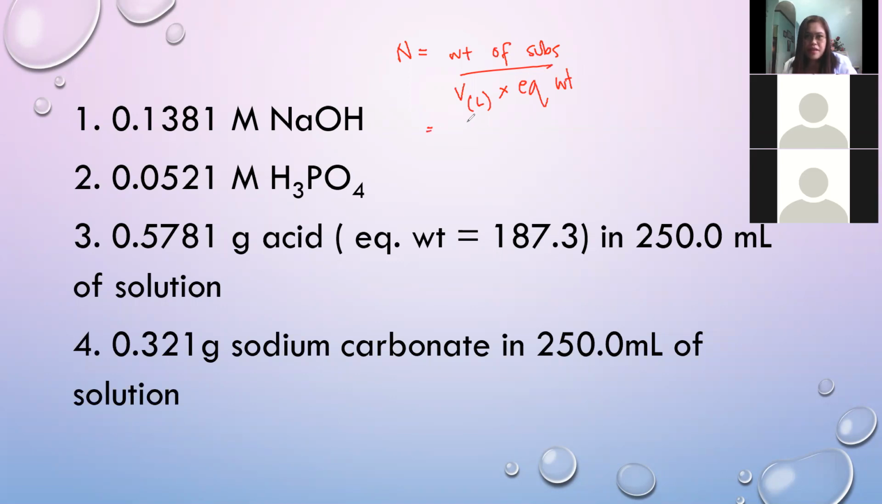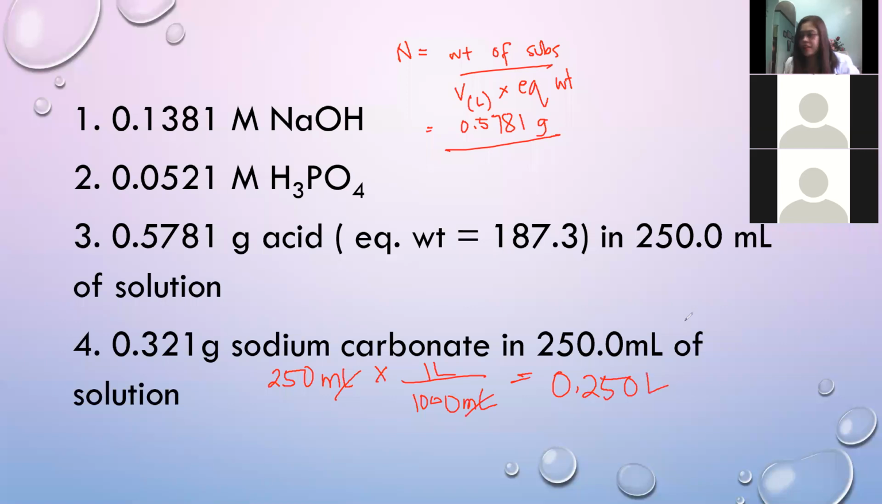So the weight of the substance here is 0.5781 grams. And then the volume, pinakita ko sa inyo kanina yung conversion, 250 ml. Sa isang liter, meron tayong 1,000 ml. So makancel, this is equivalent to 0.250 liters. So yan yung gagamitin natin sa computation, 0.250 liters times 187.3, unit of equivalent weight is grams per equivalent.